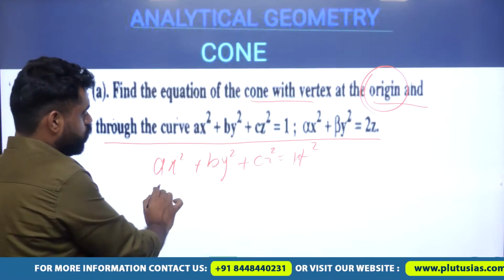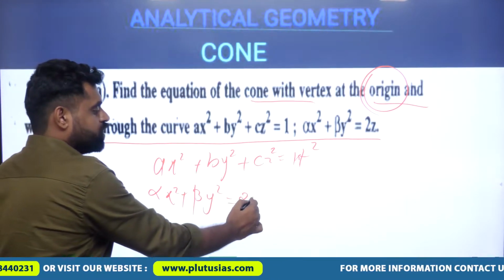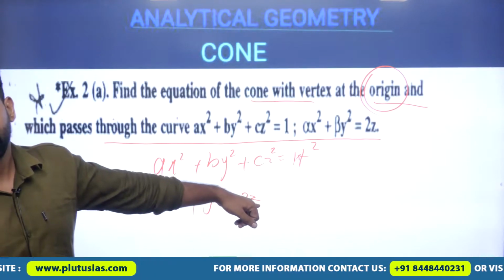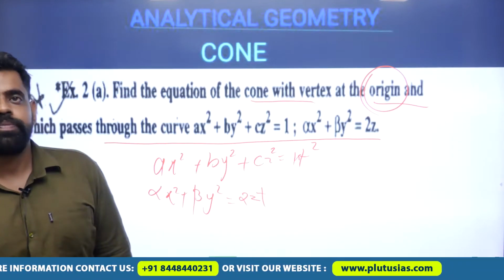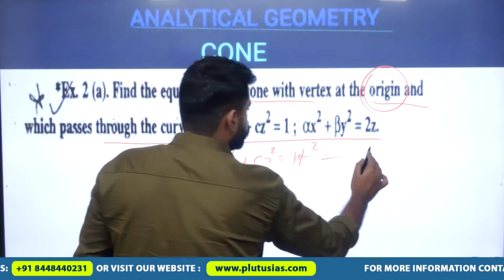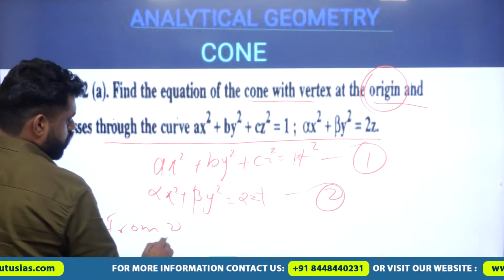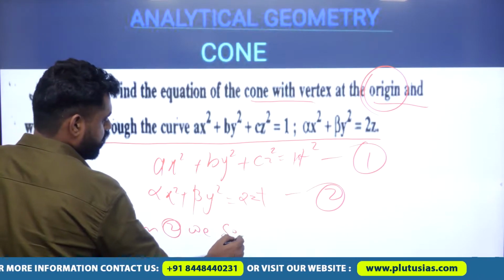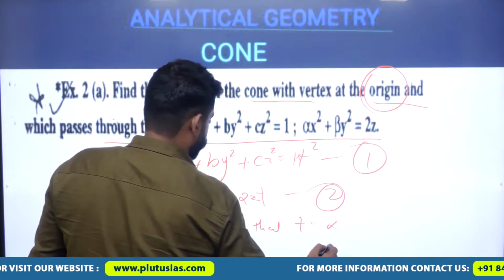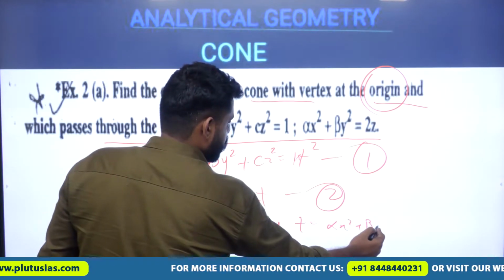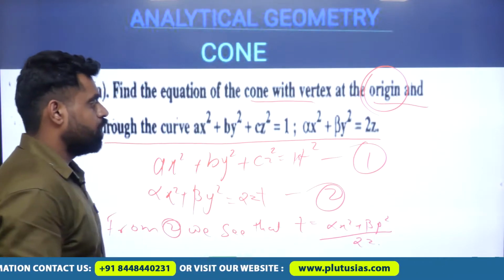Similarly, for the other one, alpha x square plus beta y square plus 2z is of order 1, so I have to make it of order 2. So what do I do? I multiply it with t. Say this is equation 1 and this is equation 2. From equation 2 we see that t is equal to (alpha x square plus beta y square) upon 2z.